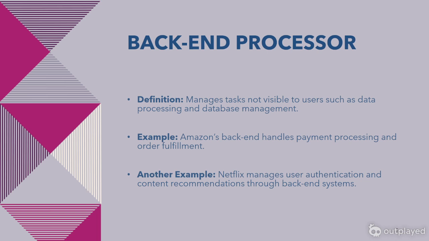Next is what is backend processing, or what is a backend processor? A backend processor takes care of core systems that are not visible to the end user. It processes data, manages databases, and executes certain types of logic on the system. An example of backend processing is an e-commerce platform like Amazon. The backend processor updates inventory, processes payments, and manages order fulfillment. These are things that are done in the background and not seen by the user of the device or the system.